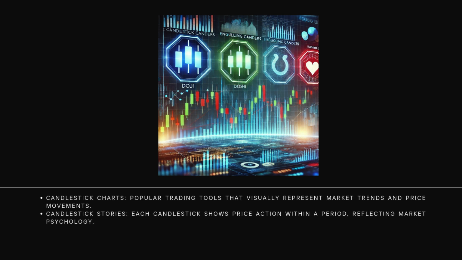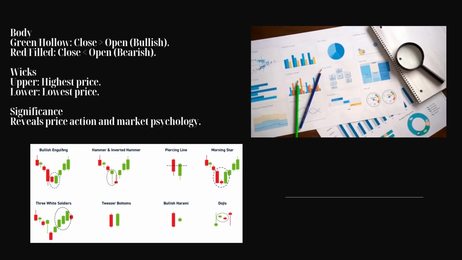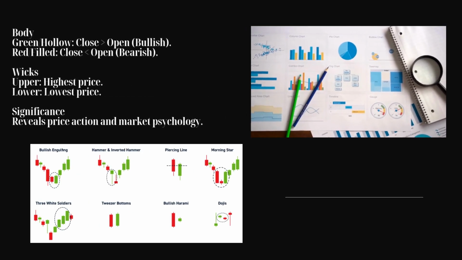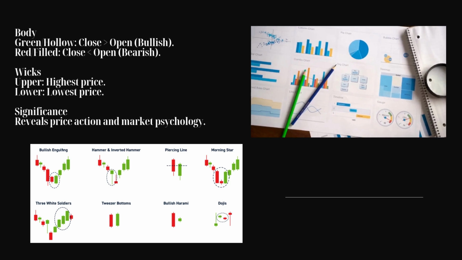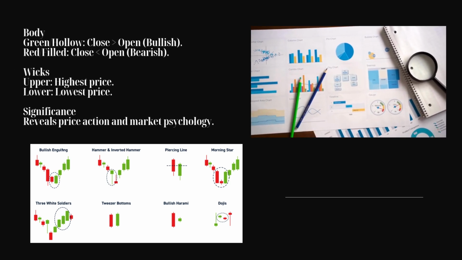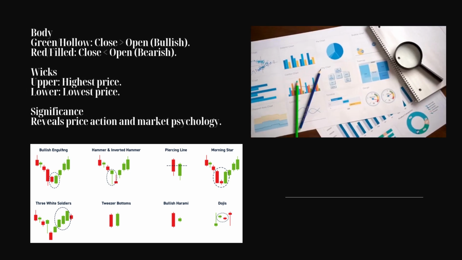Let's get started. Understanding the basics of candlesticks. Before we explore specific patterns, it's crucial to understand the foundational elements of a candlestick. Each candlestick consists of three main components: the body, the rectangular area between the opening and closing prices. A green or hollow body indicates that the closing price was higher than the opening, suggesting bullish sentiment. A red or filled body indicates that the closing price was lower than the opening, signaling bearish sentiment.